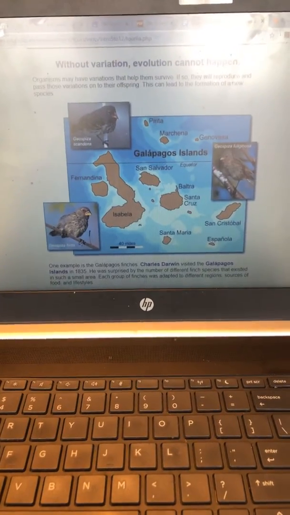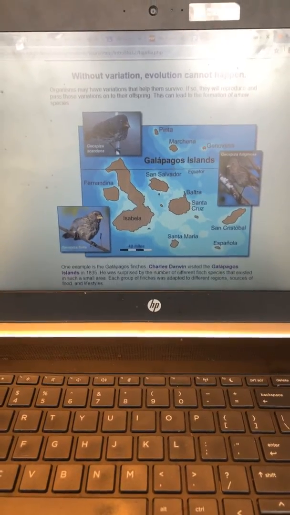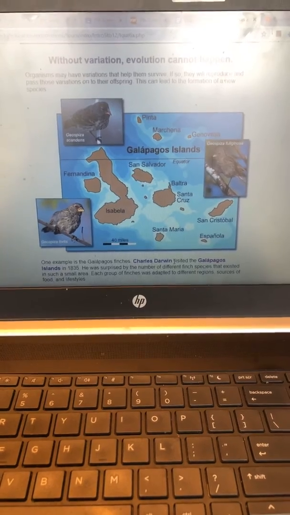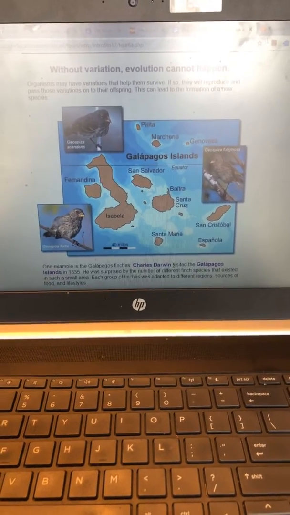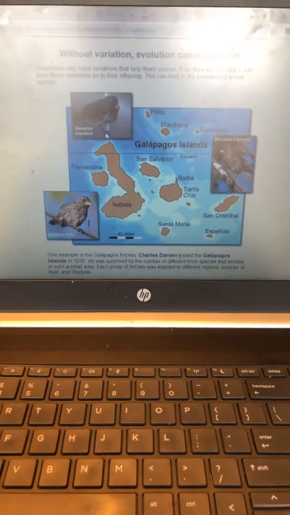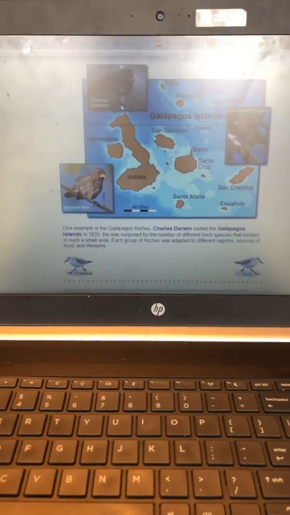So these are the Galapagos Islands. This is a very popular study. One example is the Galapagos finches. Charles Darwin visited the Galapagos Islands in 1835. He was surprised by the number of different finch species that existed in such a small area. Each group of finches was adapted to different regions, sources of food, and lifestyles.